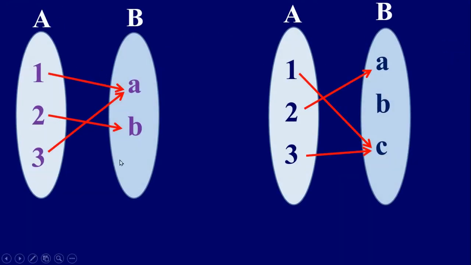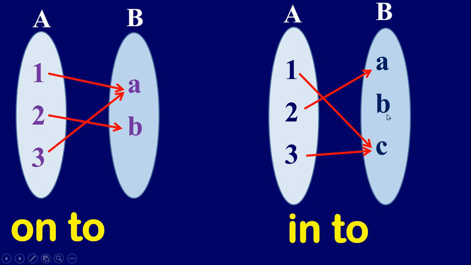Consider an example. We consider this first function. Here all the elements of the codomain are images. Here all the elements of the codomain are not images. So this function is an onto function, and this function is not an onto function. A function which is not onto is called an into function. Here b is not an image, so this function is not onto and it is an into function.